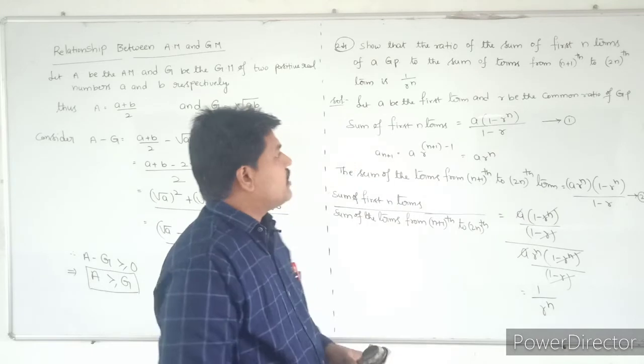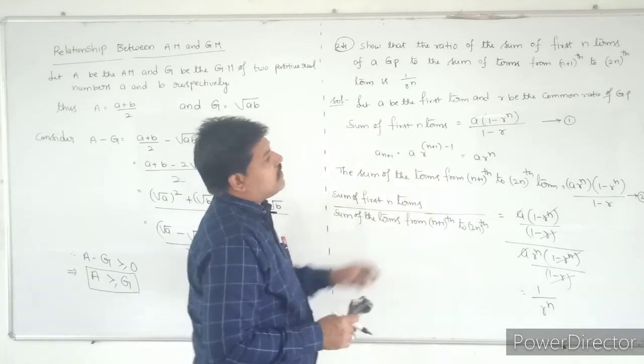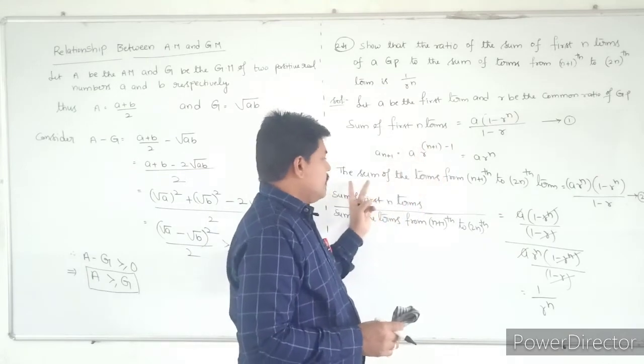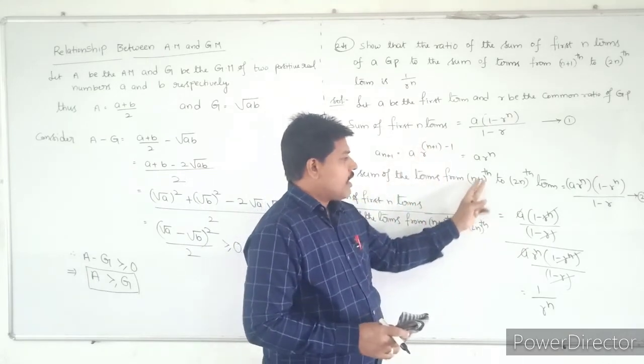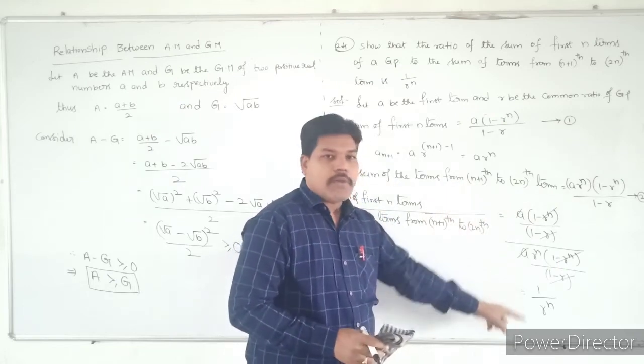So see the question once again, students. What they are asking you is to show that the ratio of the sum of first n terms and the sum of the terms from n plus 1 to 2n terms is this one. So the ratio is 1 by r power n.